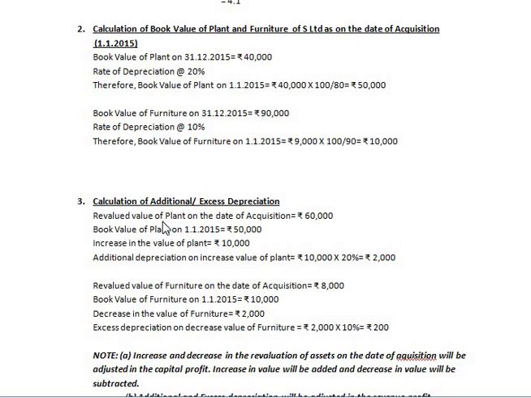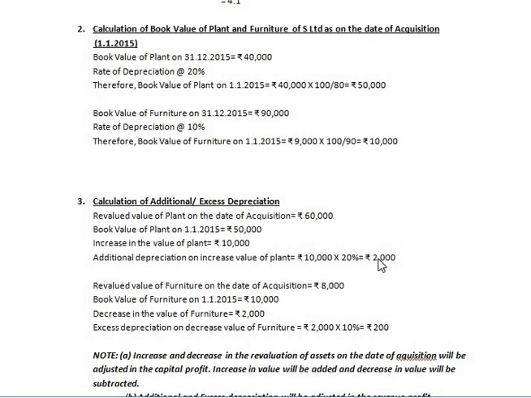So the revalued figure of plant on the date of acquisition is rupees 60,000, but the book value as on the date of acquisition is 50,000. So it means that there is an increase in the value of plant for rupees 10,000. So if there's an increase in the value of an asset, then additional depreciation has to be calculated. So additional depreciation on increased value of plant will be 10,000 into 20%.